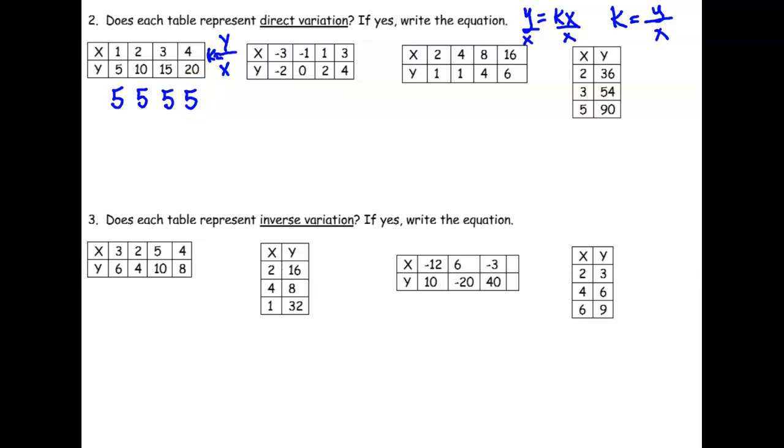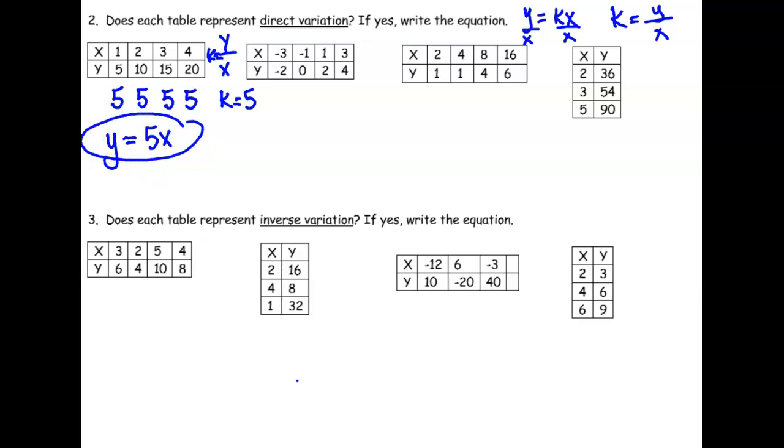So it does look like it is a direct variation, and we know our k is going to be equal to 5. So when we write the equation, though, we always write the equation starting with y. So y is going to be equal to 5 times x. There's our direct variation.